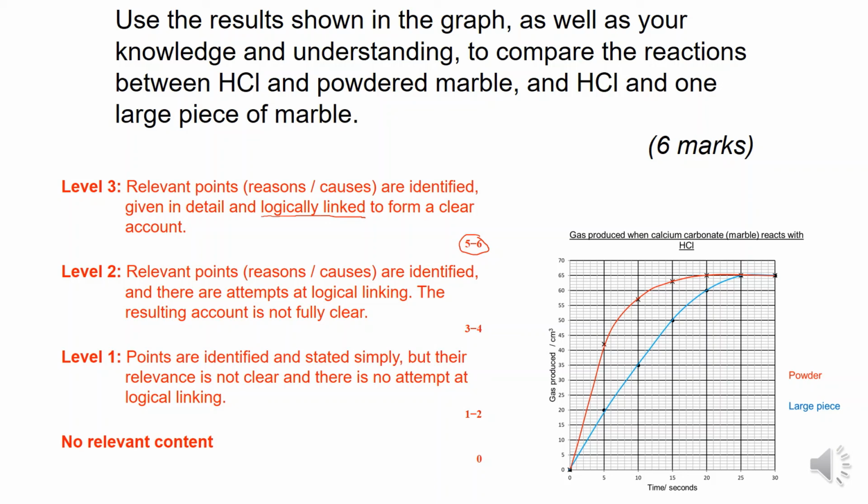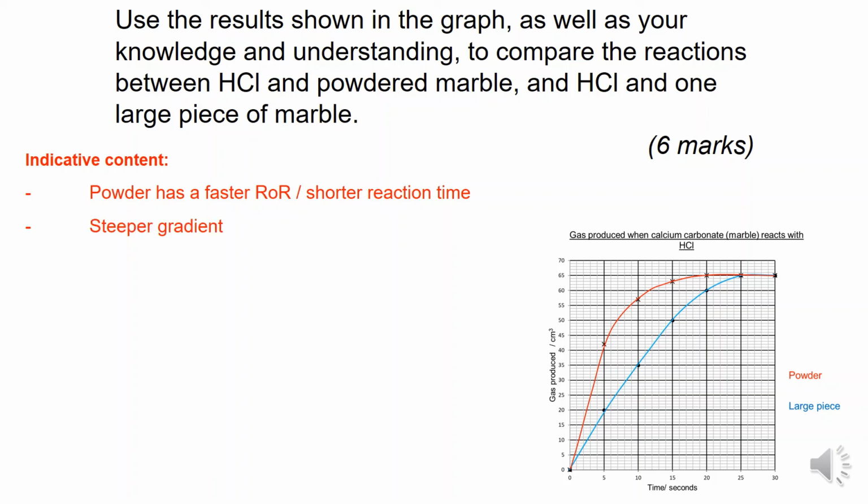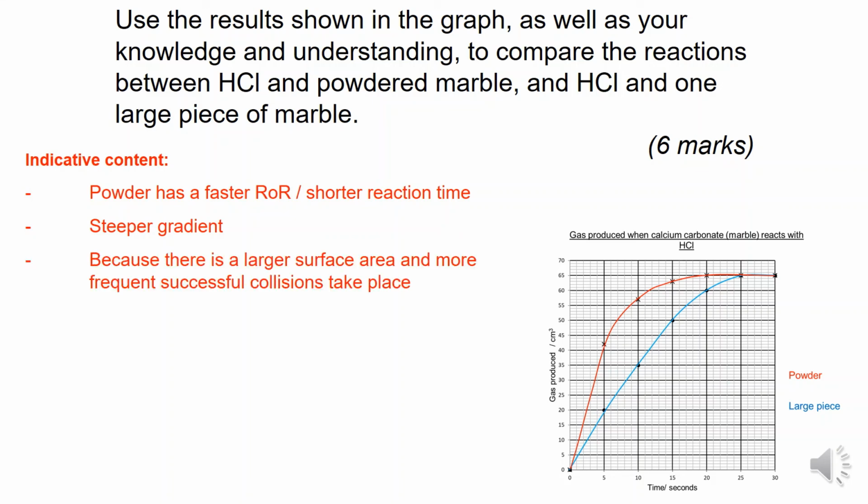Now on a mark scheme, as well as the levels also being given, there will be some indicative content, and this is what the examiners are looking for to be included. So indicative content for this could be that powder has a faster rate of reaction or a shorter reaction time. We can see that there's a steeper gradient which tells us that, and it's because there is a larger surface area and more frequent successful collisions take place. So that's me commenting on the shorter reaction time.